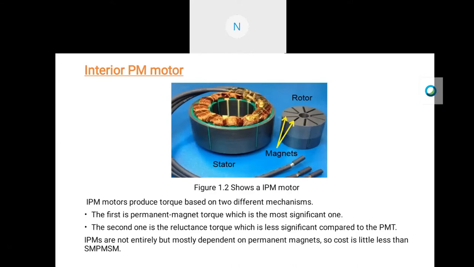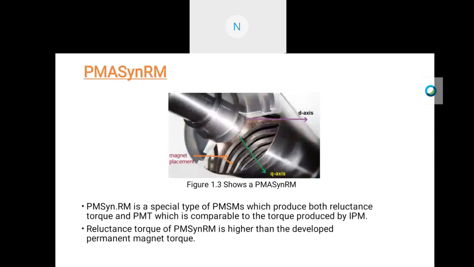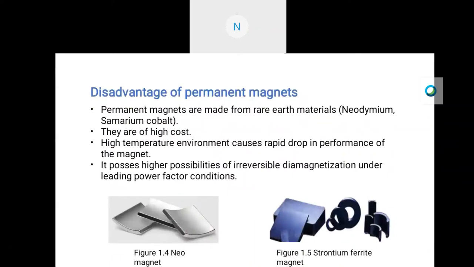Then comes the design which is the permanent magnet assisted synchronous reluctance motor. Here the main torque is the reluctance torque, and the permanent magnets are only used for assistance, for some help in producing the torque or for efficiency purposes. So the main torque is reluctance torque. The motor does not depend much on the magnets, so only some amount of torque is produced by the magnet. So coming to the disadvantages of permanent magnets, in the next slide.